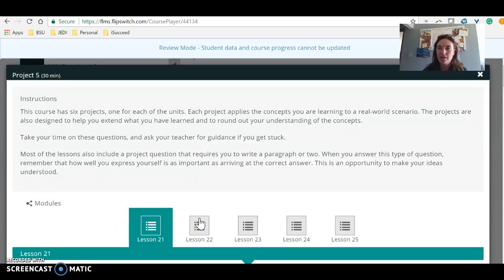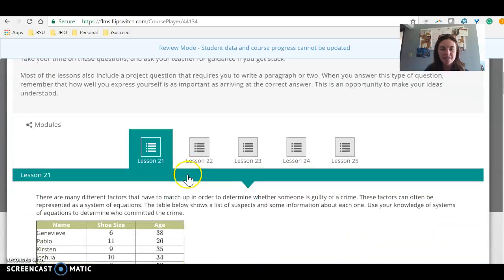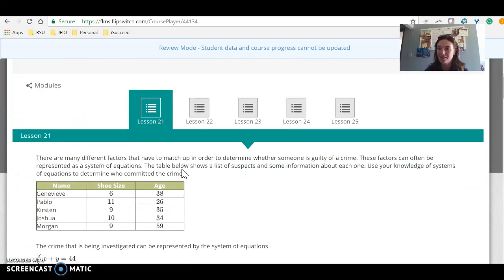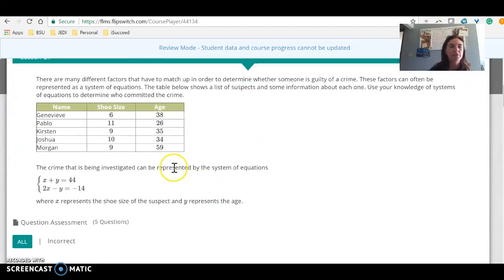We are currently on the first lesson, which is lesson 21 for Project 5, and there are 5 questions here. So we're going to go ahead and get started. This is all about solving systems of inequations graphically, and it's kind of a fun lesson. Okay, so here we go.